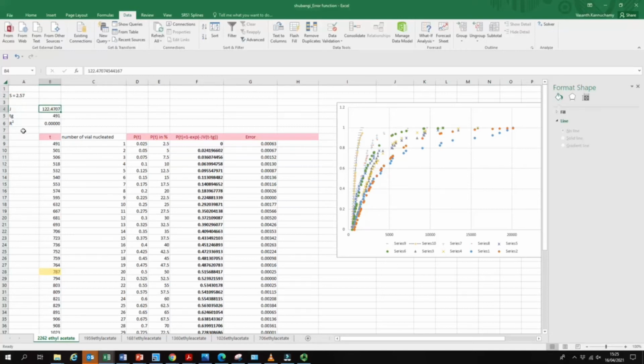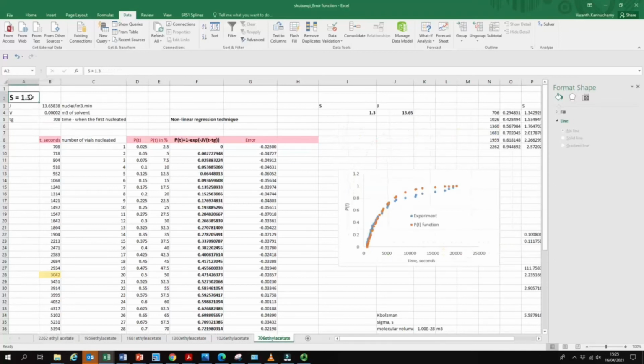So if you look at this one, when the supersaturation is high, the nucleation rate is high. So the number of nuclei formed in the unit volume of solution per unit time will be higher if you start with a higher supersaturation. Say for supersaturation 2.57, the nucleation rate is 122. And if you come back here, if the supersaturation is 1.3, then the nucleation rate is only roughly 14 nuclei per meter cube per minute. So that's the thing that we have to calculate.